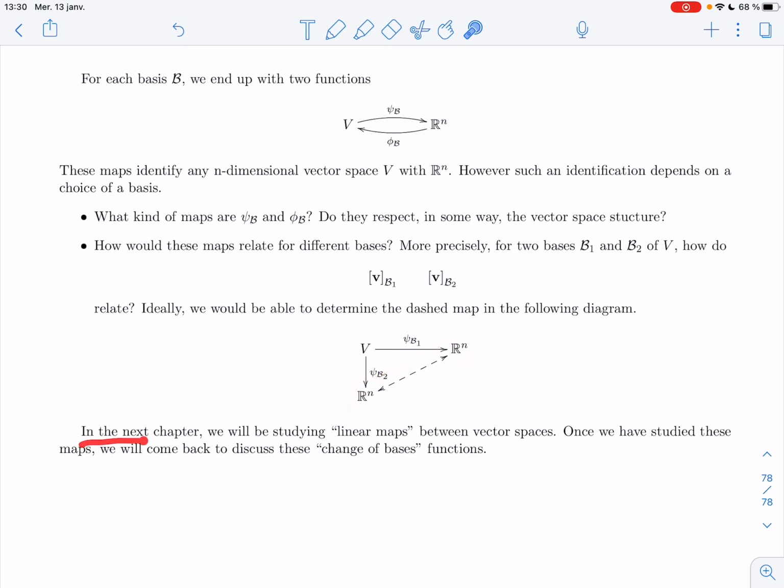All right, so in the next chapter, we will be studying linear maps between vector spaces. Once we have studied these maps, we will come to discuss these change of basis functions right here. And those are important.